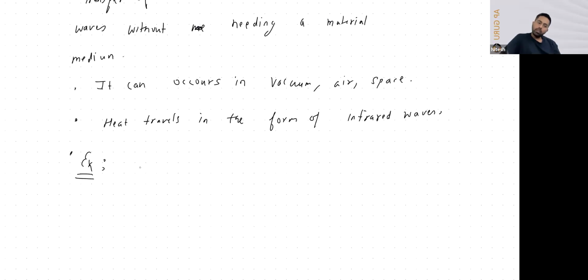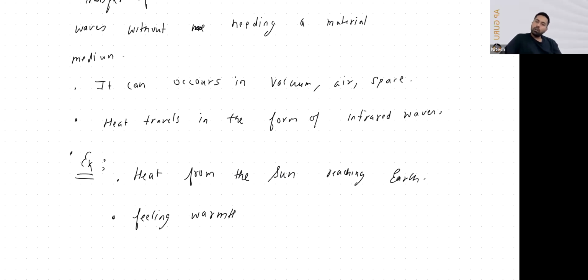An example can be heat from the sun, which is reaching the earth in the form of infrared radiation. Also, if there is a campfire and you're sitting close to it, you're not directly touching it, but you start feeling the warmth because the heat is coming in the form of radiation.